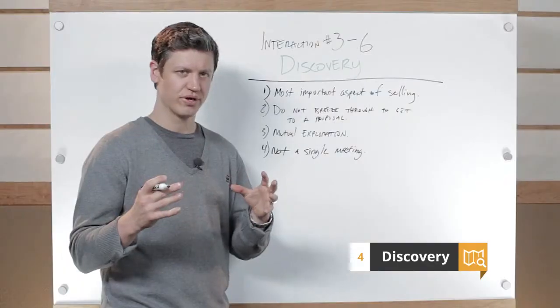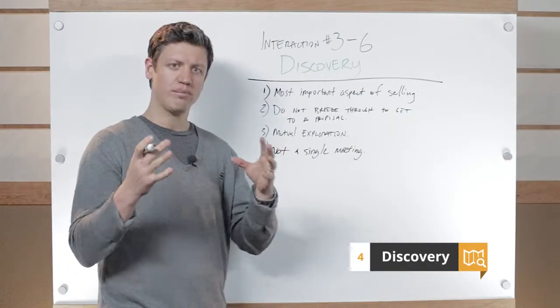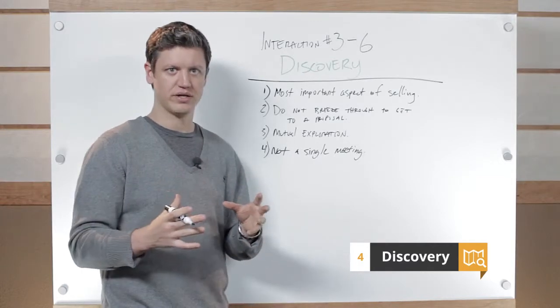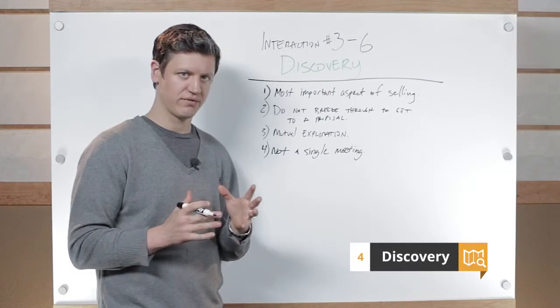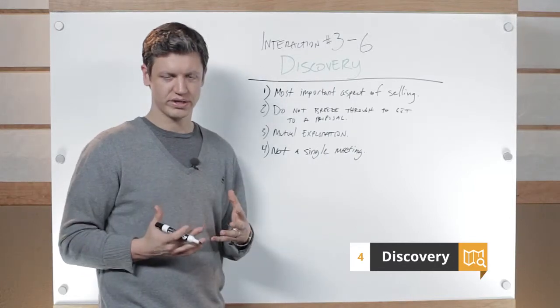So if you think about discovery as like layers of an onion, you're going to quickly peel back each and every layer of the onion, and you're going to, at one point, get to the center of the onion. And that's really what discovery is about. So you don't want to load that up into one single meeting.